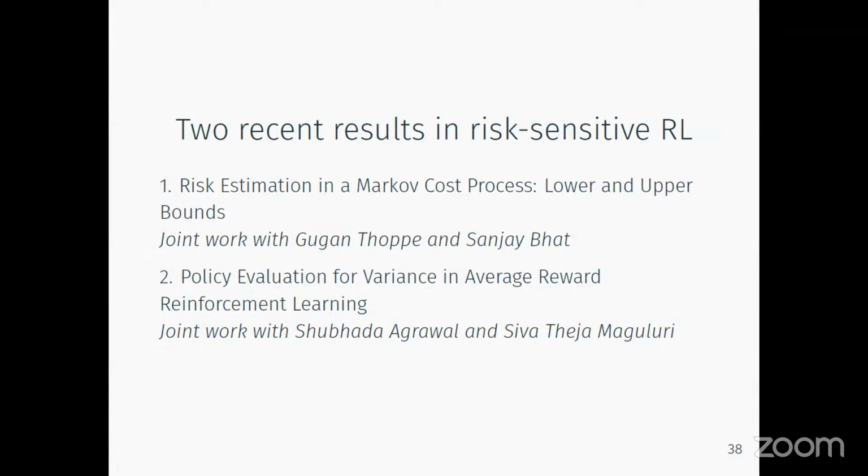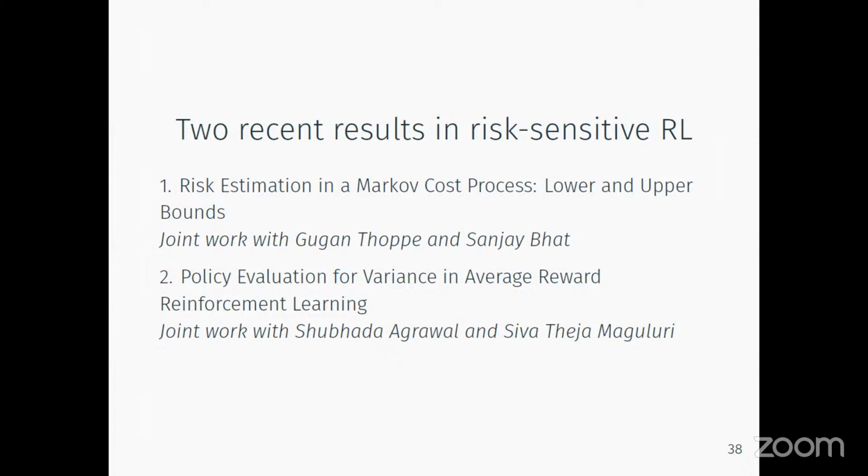Okay, the last 5 minutes. Two works. The first work, both in risk-sensitive reinforcement learning, which is something that I've been looking at for almost a decade. The first one is going beyond the IID setting, imagine a Markov cost process. A Markov cost process is like a policy evaluation problem. You fix a policy, you see a Markov chain, you have costs, and you want to evaluate not the expectation, but some other notions of risk, and you want lower and upper bounds.